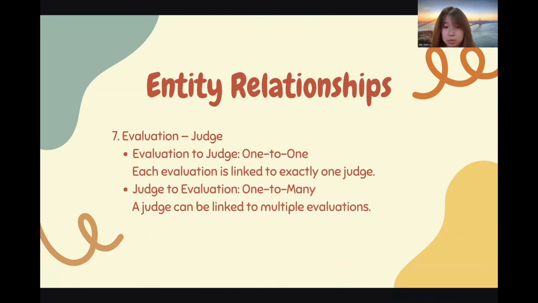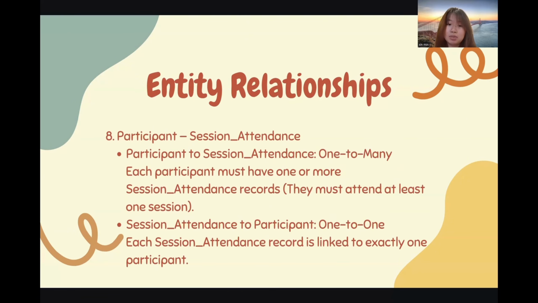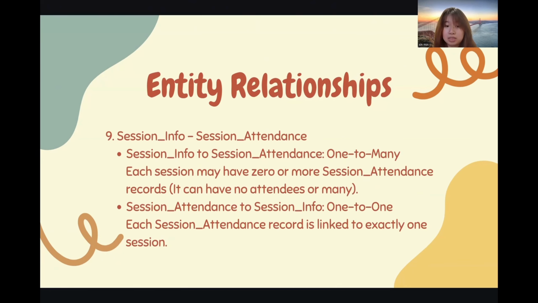Evaluation to judge is 1-to-1, while judge to evaluation is 1-to-many. Next, participant to session attendance is 1-to-many, while session attendance to participant is 1-to-1. Sessions info to session attendance is 1-to-many, while session attendance to sessions info is 1-to-1.